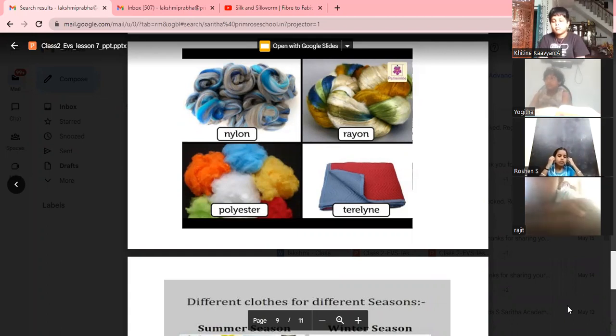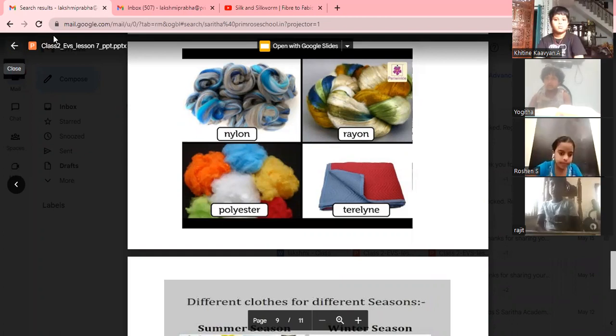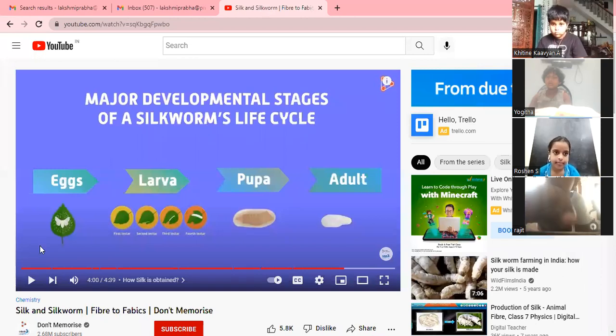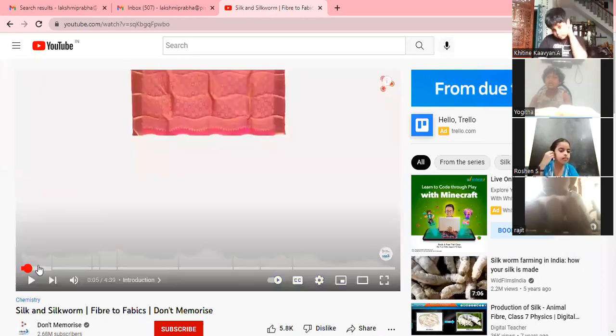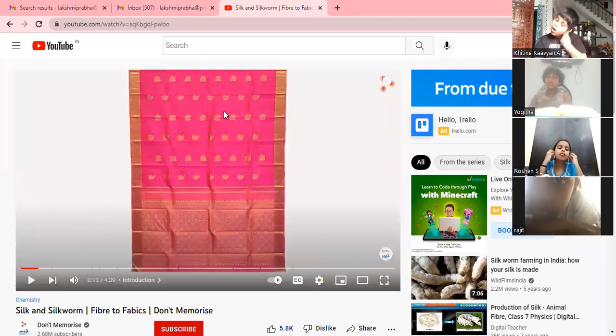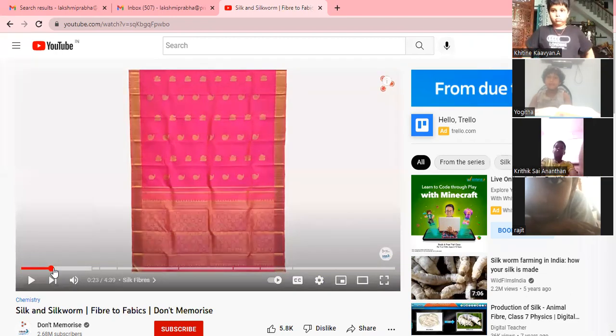Okay, children? Yes, ma'am. One more thing I will share with you regarding how this is formed. Can you see this? Yes. This is a silk saree. We told, isn't it, that silk is obtained from the silkworm. So this is a silk material. How this silk is obtained, we have to see.